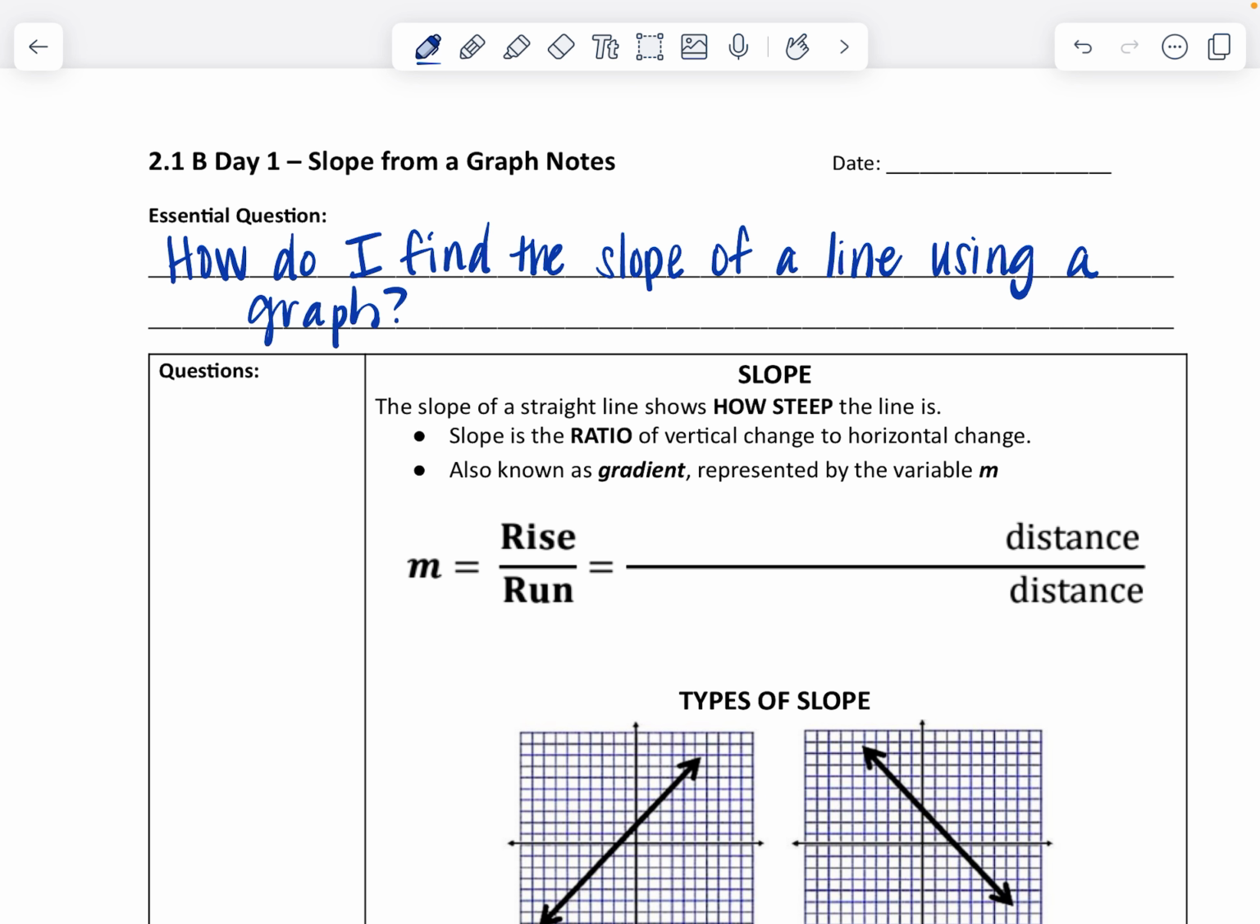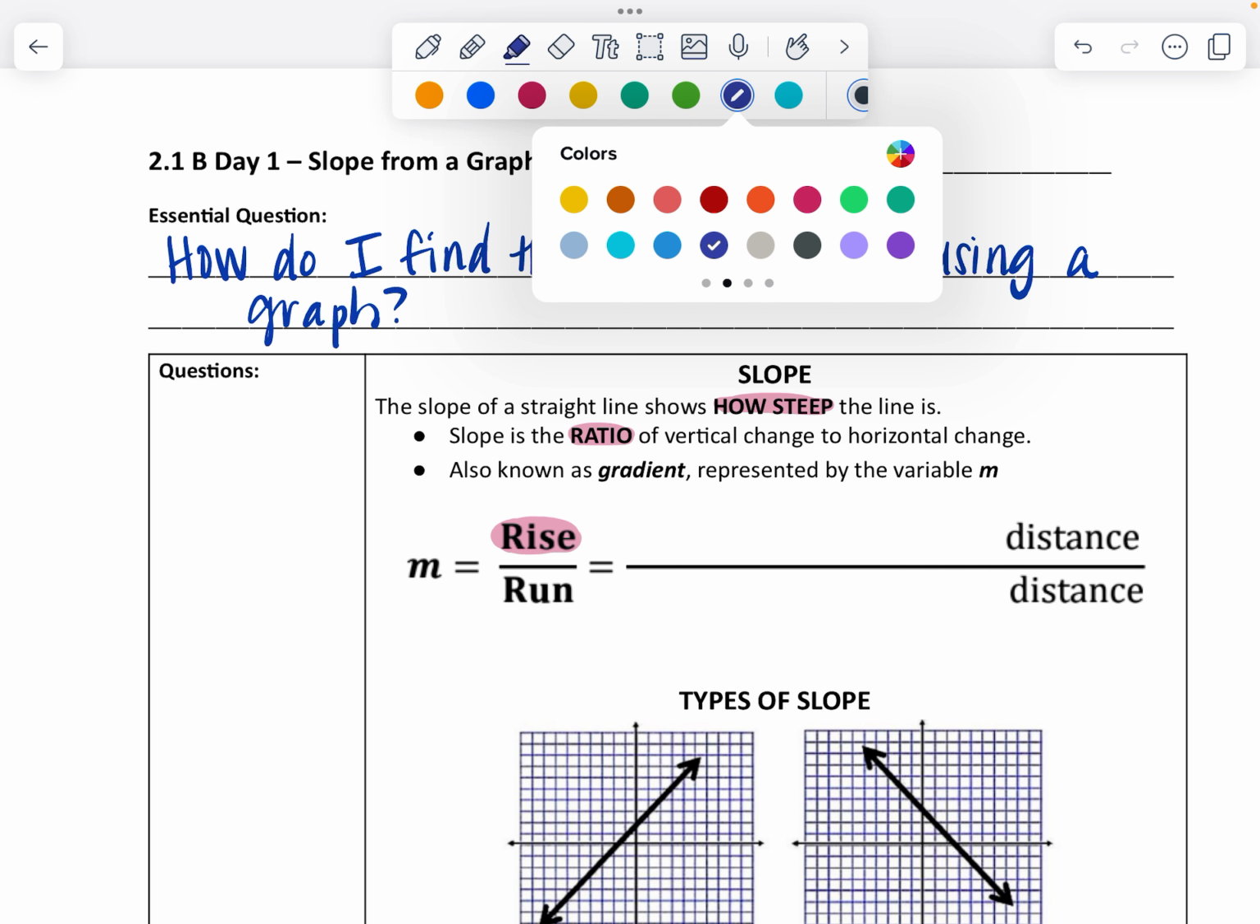The slope of a straight line shows how steep the line is. The slope is the ratio of vertical change to horizontal change, also known as gradient, represented by the variable m. So when you see m, you're going to know it's talking about the slope. M is rise over run. That's going to be very important for you to remember.